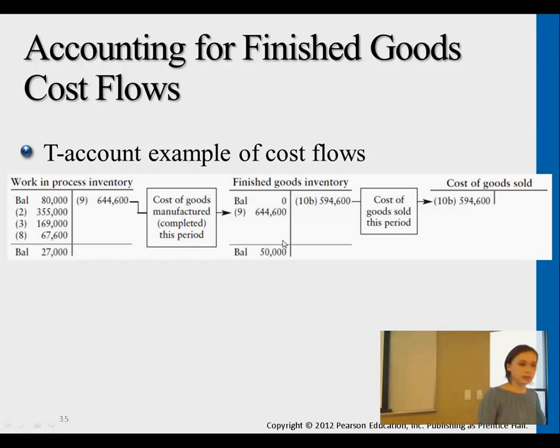Now, what I wanted to point out, do you see this balance of 27,000? So this is your work in process inventory. That's a job that's started but has not been completed. Your T account tells you a story, and then what happens here? What is this 50,000 balance? That's your job that is completed but didn't get sold. Finished goods available to sell.